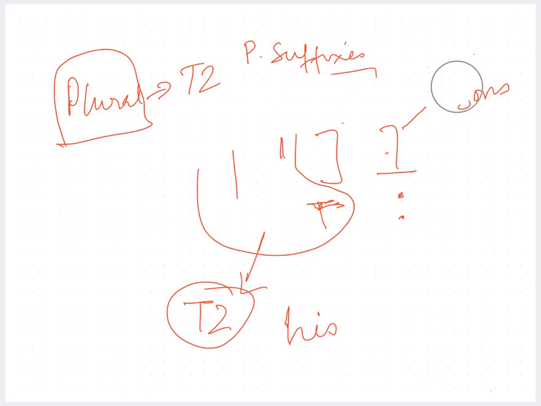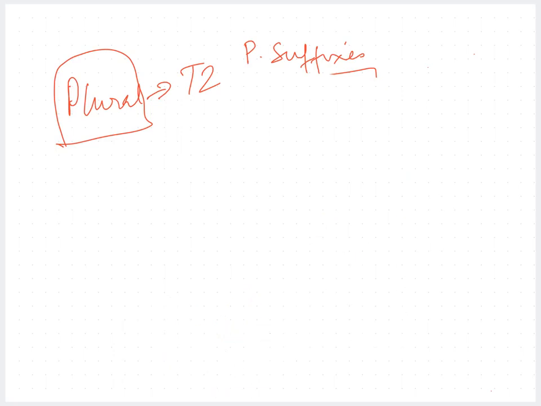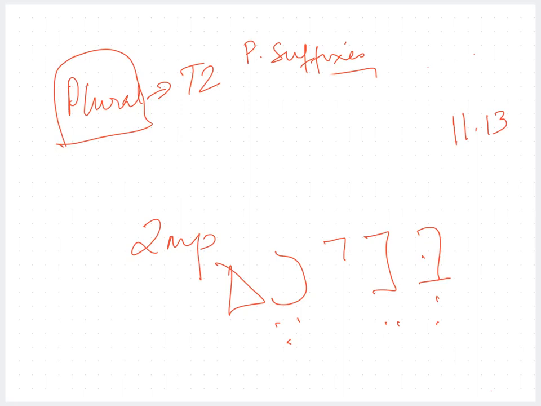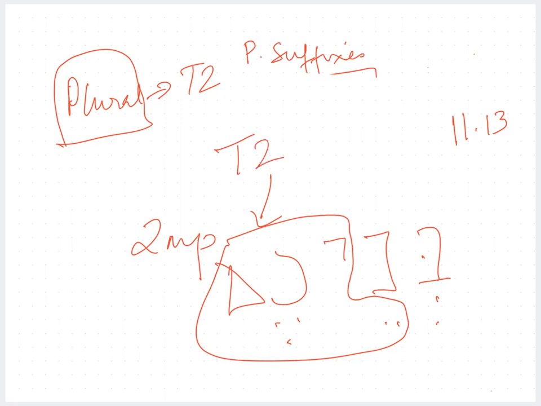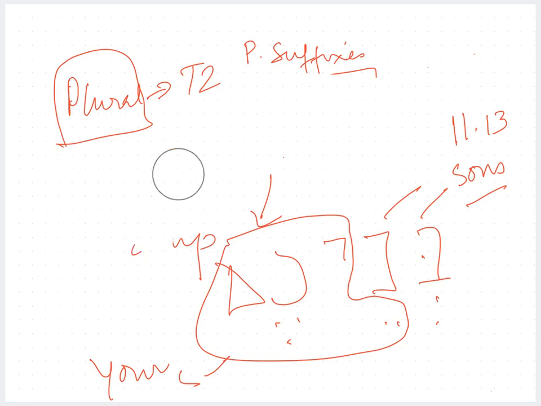Let me show you another one. 2MP, and this is all taken from 11.13. 2MP is Benekem. All right. Again, you will notice this is the type 2. Don't get thinking, it's Ben, it's singular. No, actually, type 2 is only attached to a plural noun, and therefore this is sons, and this is your sons. Okay.